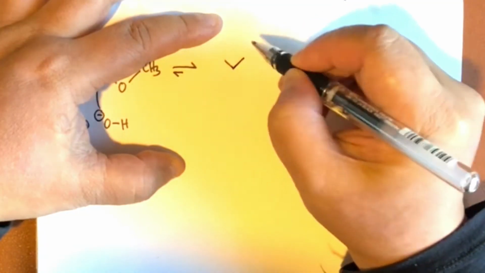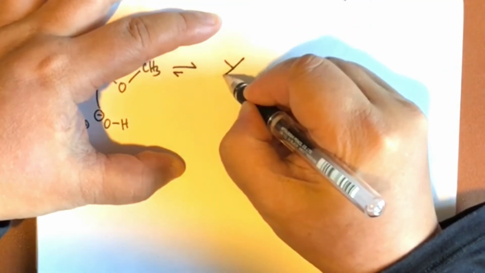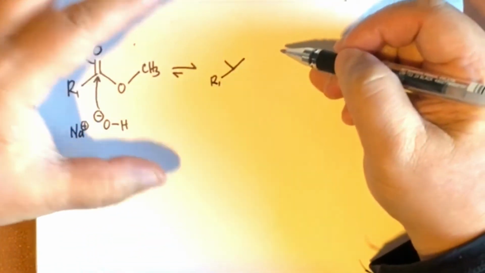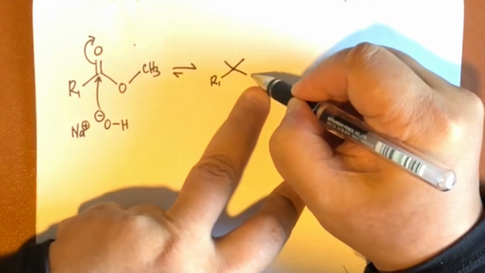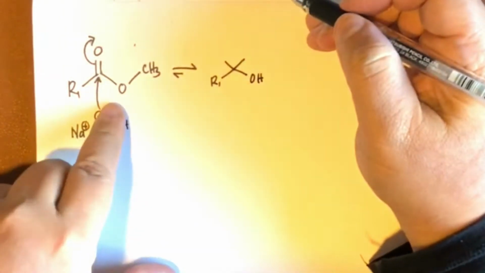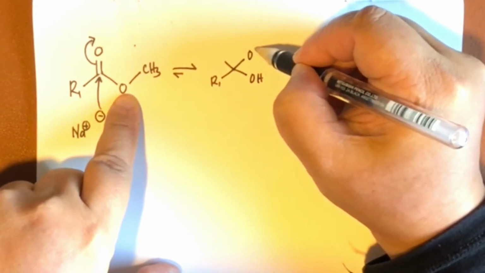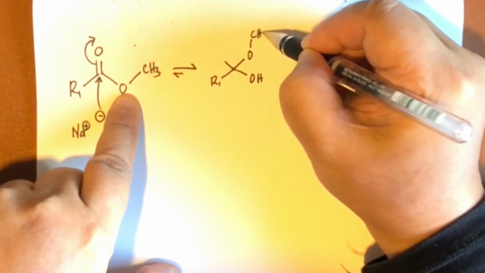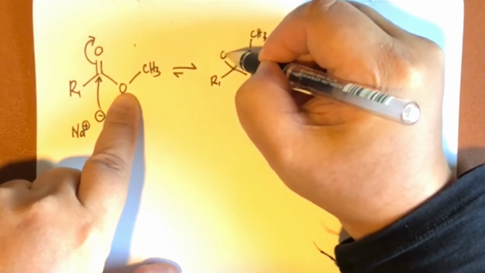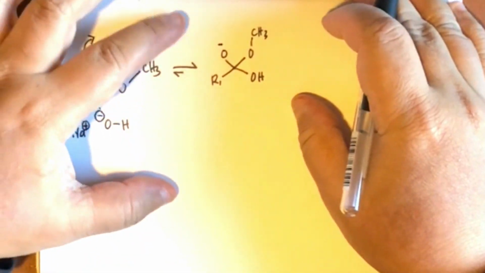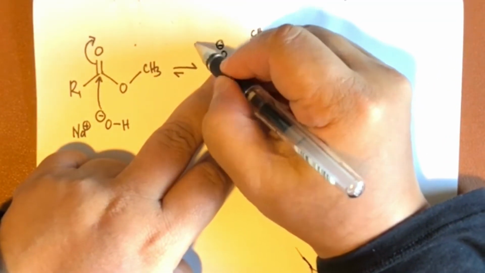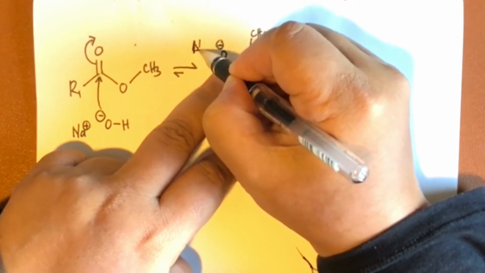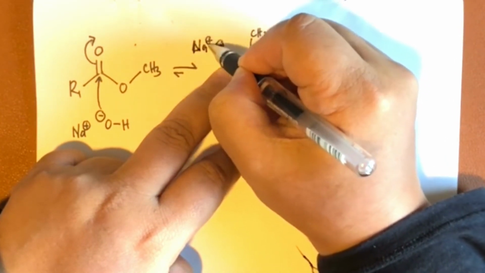And then what will happen, let's just keep it as R1. Here I'm going to put OH. Here is the O, CH3, and here is the O minus. Alright, and it can be sodium hydroxide, sodium.